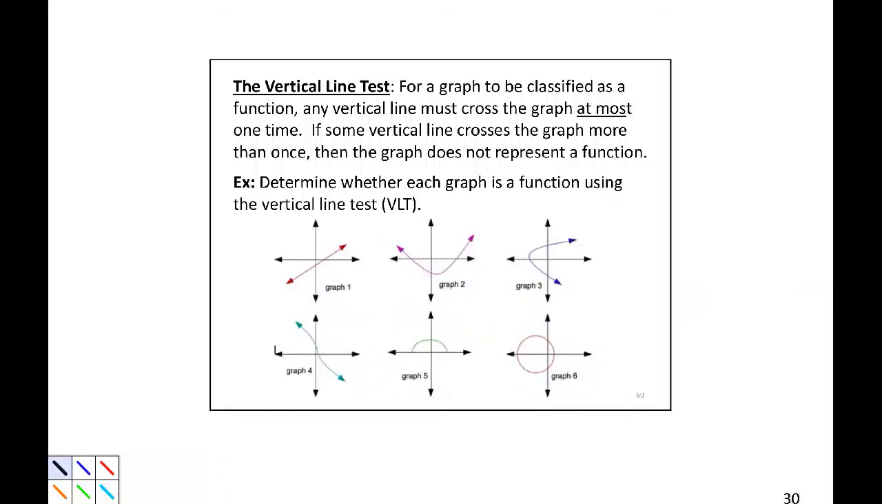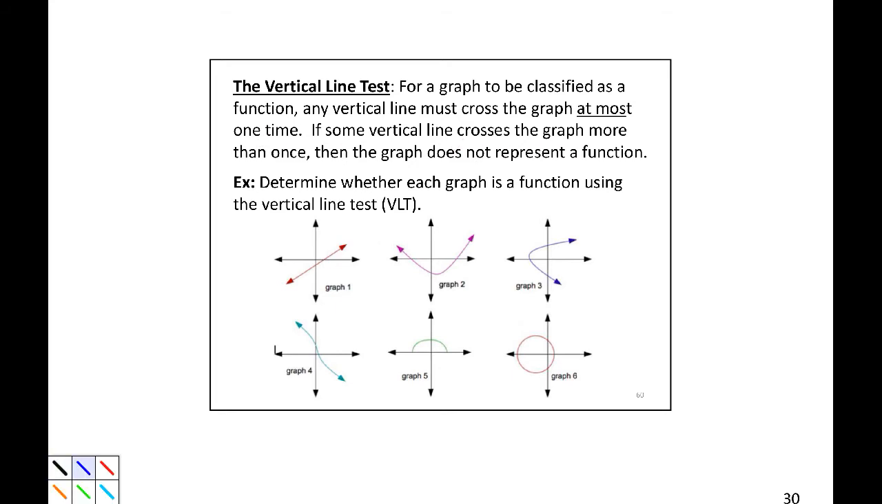If we're given a graph of a function, or a relation that is, the vertical line test is a fairly quick way to determine whether it's a function or not. For a graph to be classified as a function, any vertical line must cross the graph at most one time. If some vertical line crosses the graph more than once, then the graph does not represent a function.